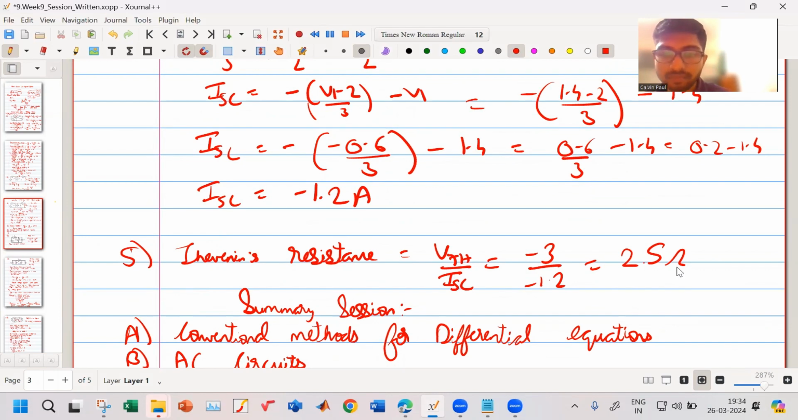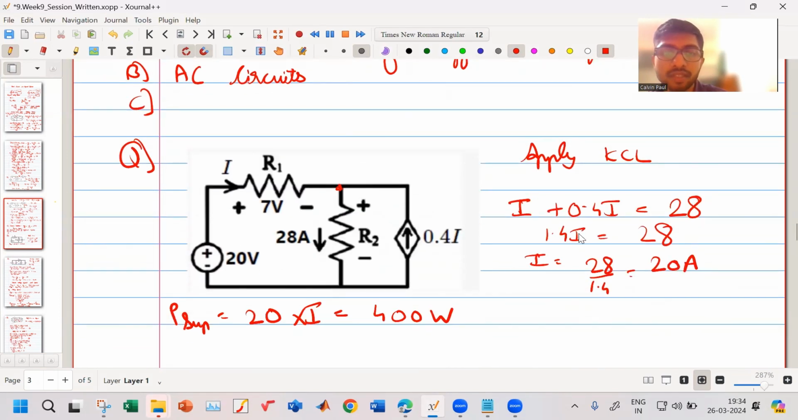Okay. Then in this sum, we should just apply KCL, very simple, and then we will get the current. And also we have to find the power supplied by this source. That is 20 into I, that is 400 watt.